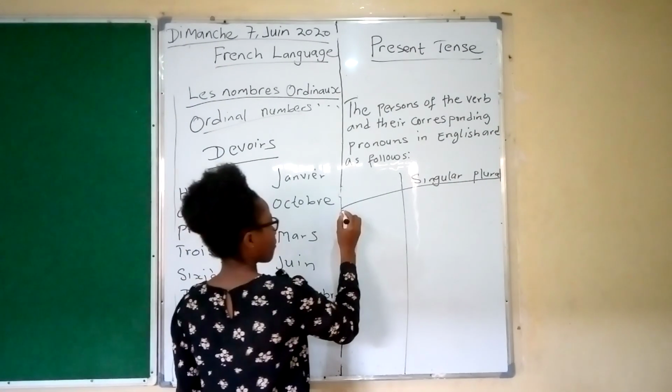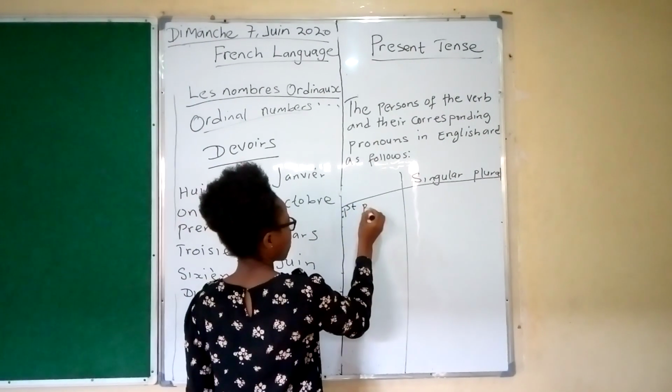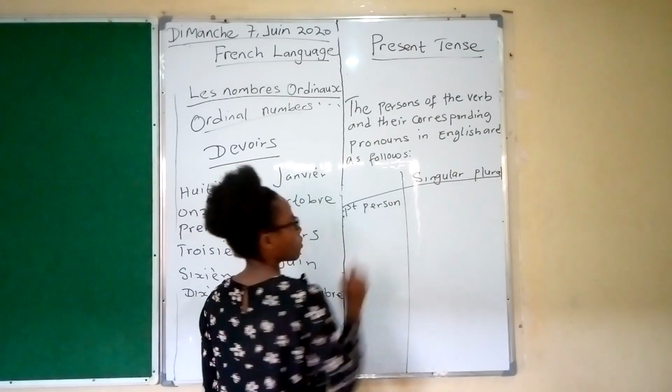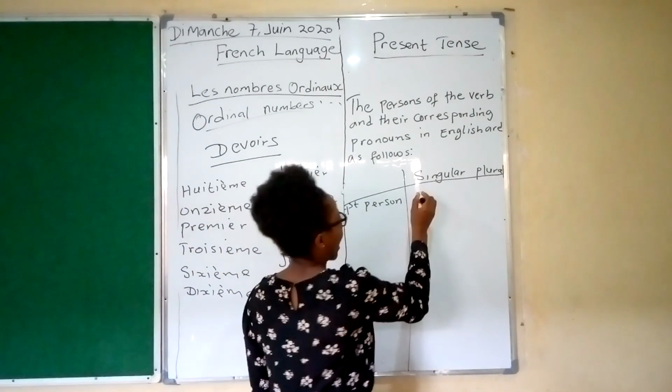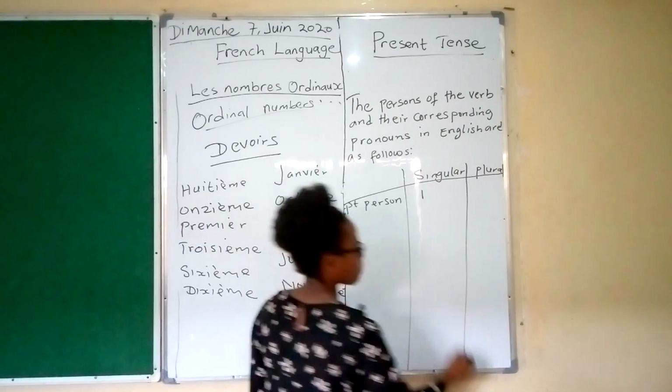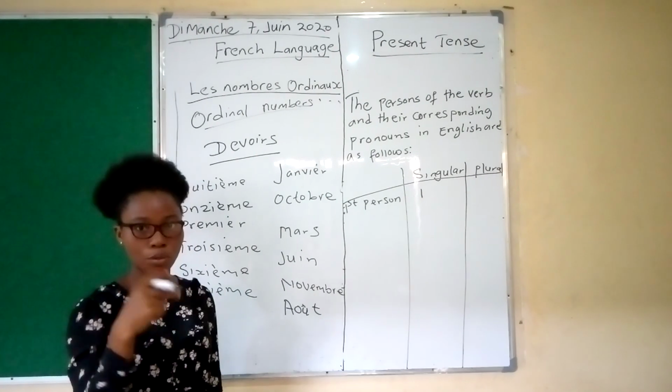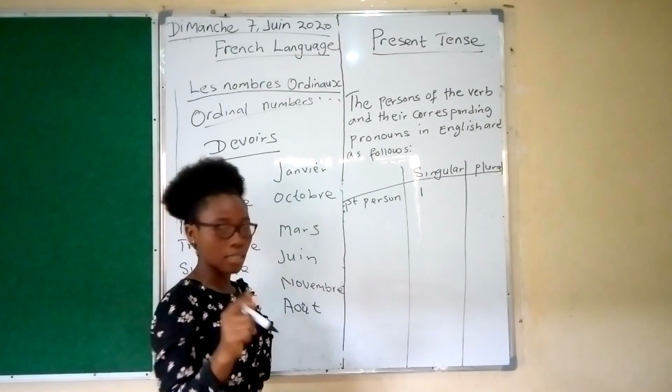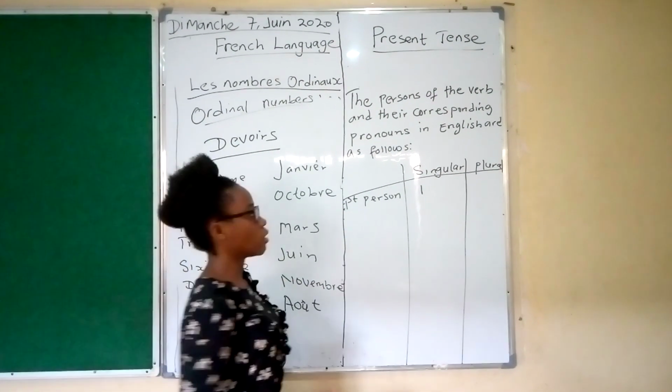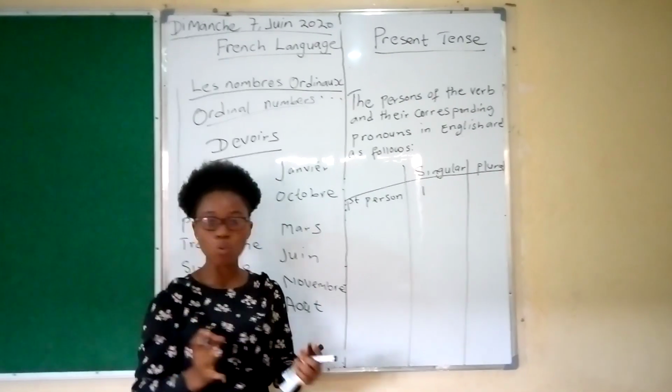Now in English, you have first person, you say I, that is the person speaking. For example, I am speaking to you. I, that is first person singular. Then if it is plural, if we are many, it becomes we.